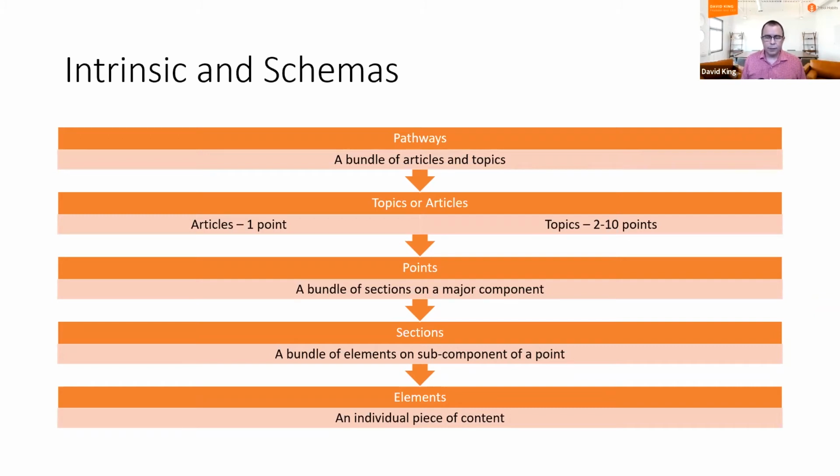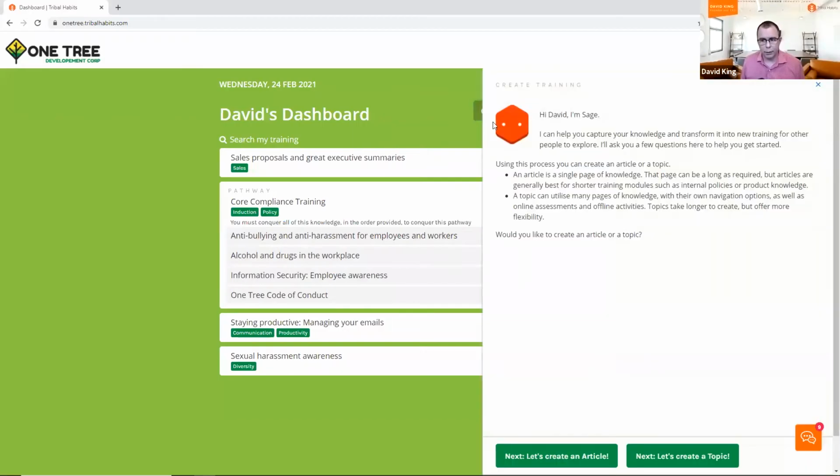Thinking about all of this, the first thing I do when I'm approaching my learning is to think about, okay, where should I begin? I begin at the topic and article level. What is a module going to look like and how long is it going to be? And then I'm going to break it down from there. So I'm going to stop sharing here and jump over into Tribal Habits, and go through the process of creating a training module.